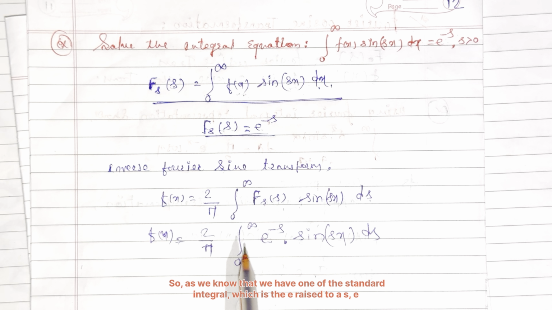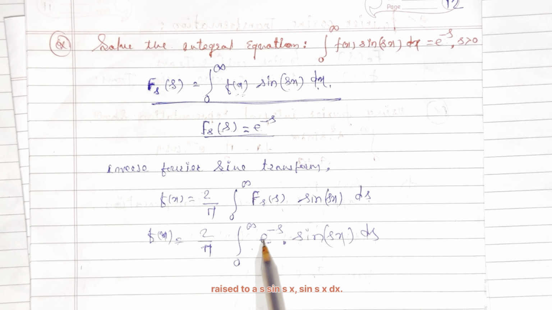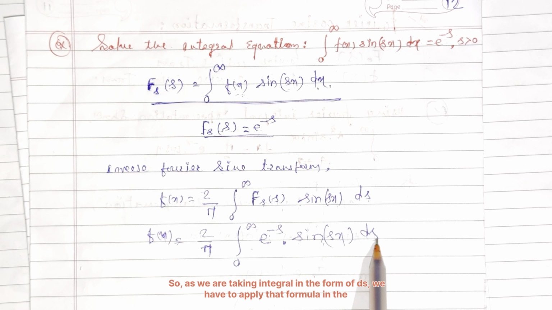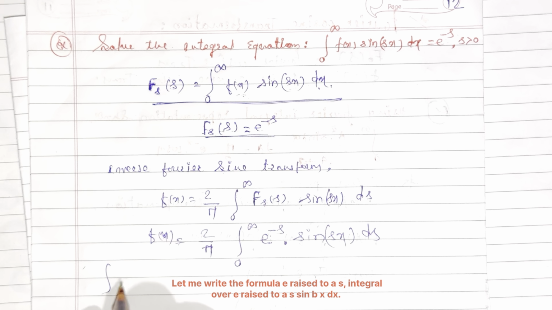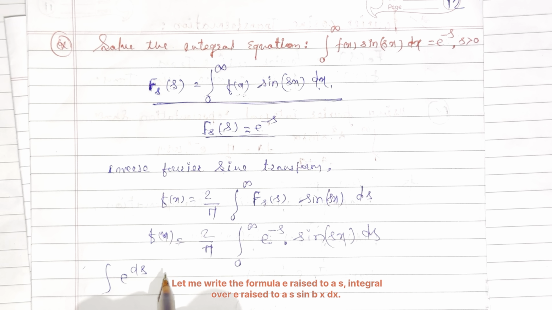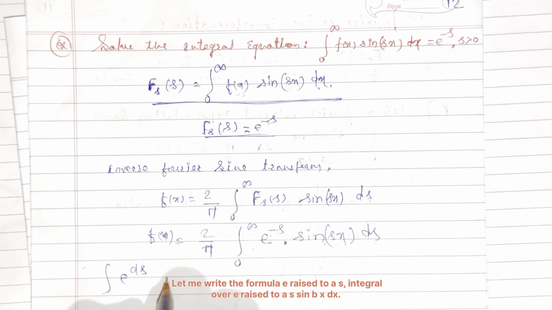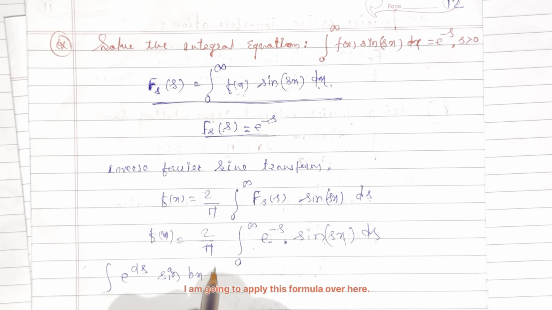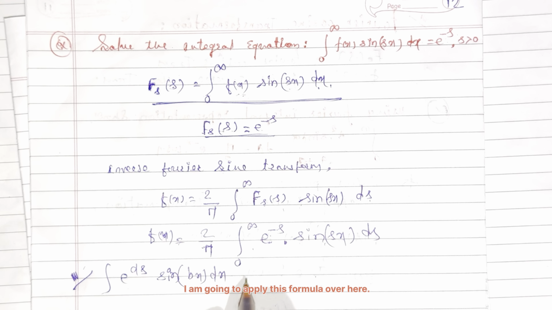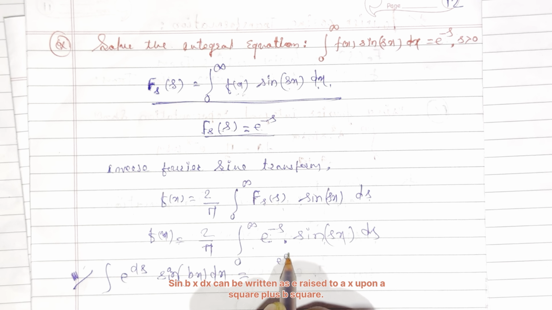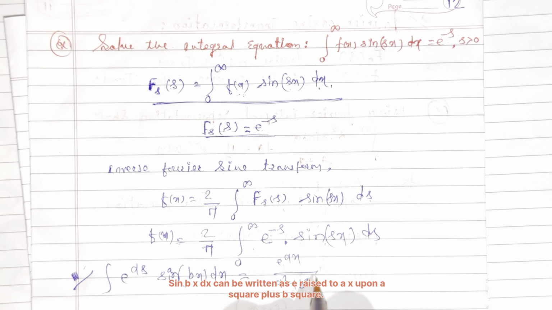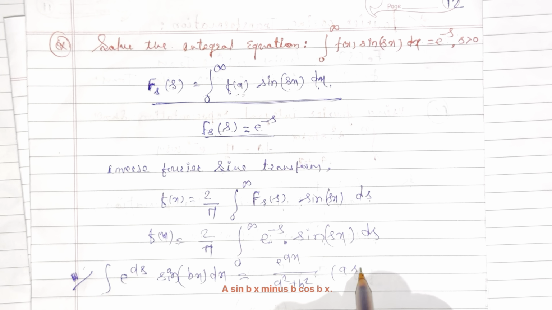As we know, we have one of the standard integrals, which is e raised to ax sine bx dx. As we are taking the integral in the form of ds, we have to apply that formula in the form of ds. Let me write the formula: the integral of e raised to ax sine bx dx can be written as e raised to ax upon a square plus b square, times a sine bx minus b cos bx.